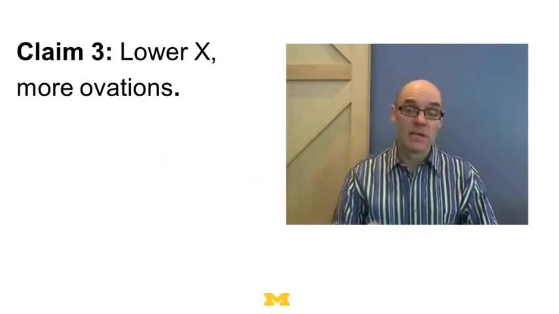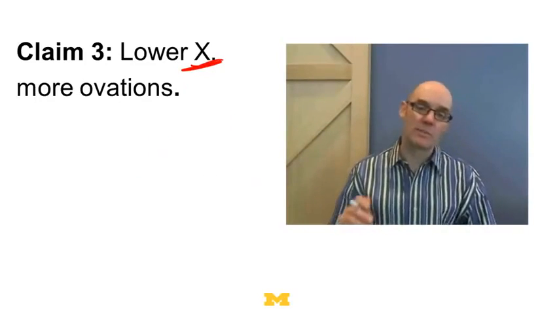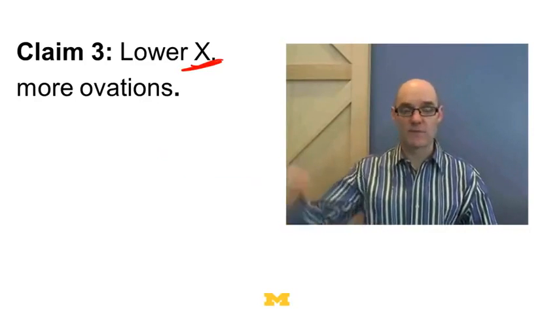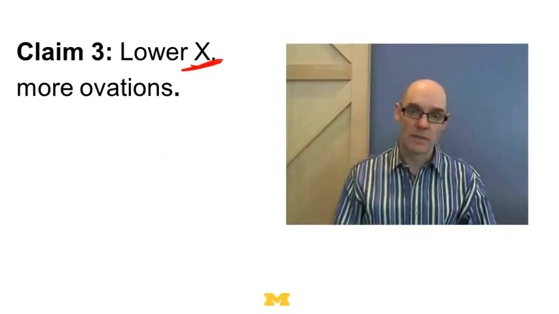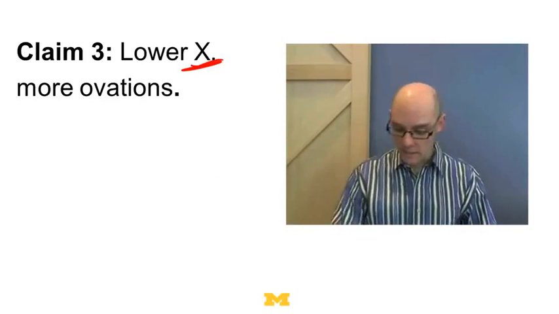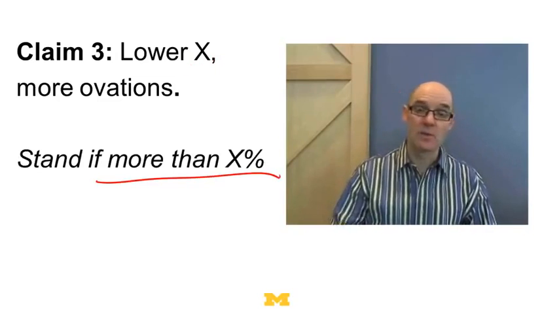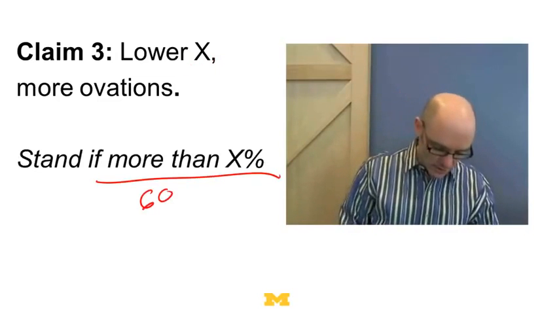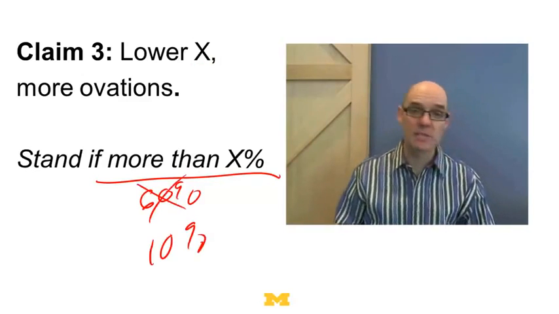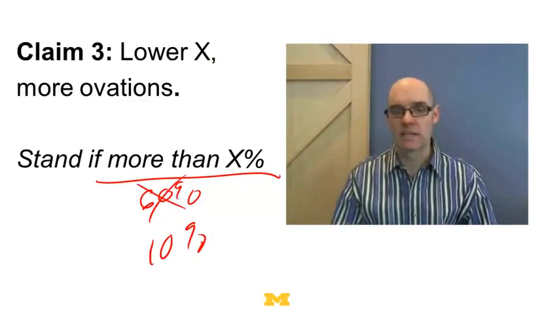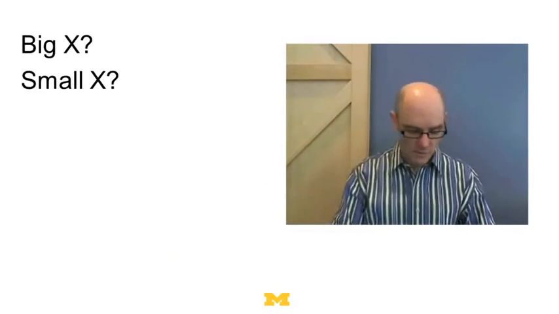Makes perfect sense. Result 3: the lower X, remember X was the percentage of people who have to stand for me to stand subsequently, then there are going to be more ovations. That makes sense as well. And the logic is you stand if more than X% stand. So if X goes from 60%, if you need 60% of people standing, down to 10%, you only need 10% of people standing, then you're much more likely to get a standing ovation, because if 12% of people stand, then everybody stands up. All right.